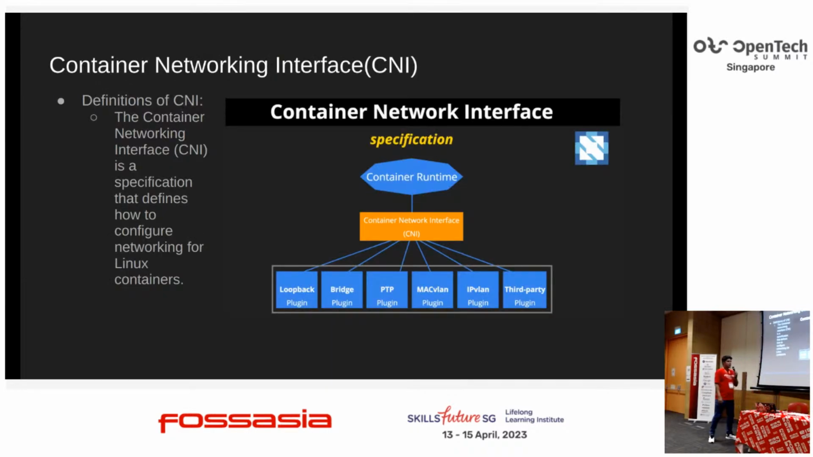All right. The textbook definition given by the Cloud Native Computing Foundation is that CNI is a specification that defines how to configure networking for Linux containers. It does that by providing a set of APIs for networking solutions to integrate with different container runtimes. If you take a look at the picture over here, there is a container runtime of your choice, and the CNI sits on top of it. Within CNI, it ships lots of components called plugins. Now, what exactly are these plugins?